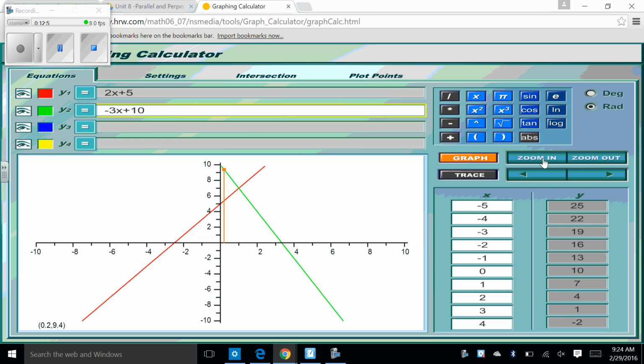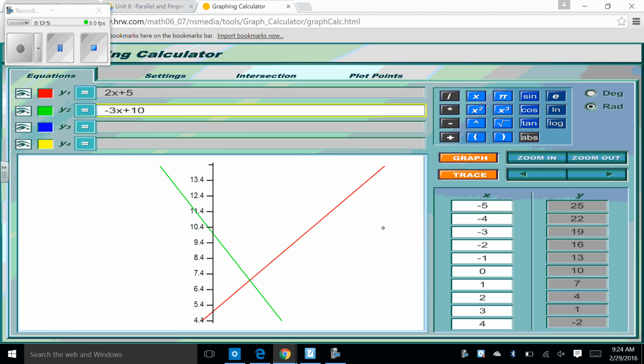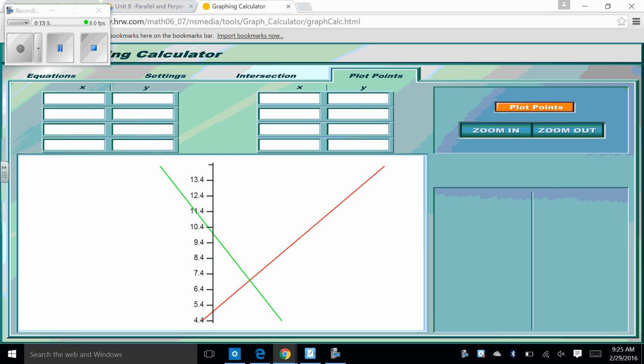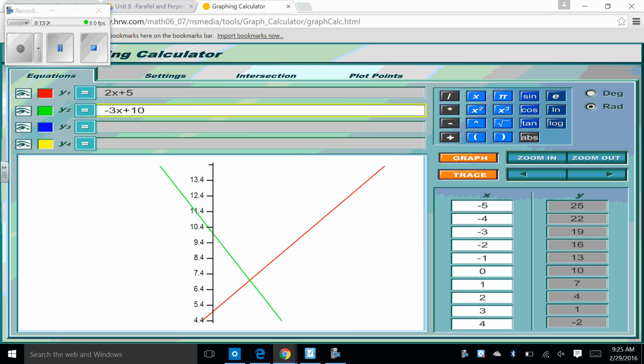If we were to zoom in on it, we could get a better idea, but I want to just graph it again. Let's look to see, does it indeed intersect at what appears to be 1, 7? And it is looking like it's going to intersect at 1, 7. So intersection point. I think if we put intersection, I'm not really sure why it's not doing that. Okay.